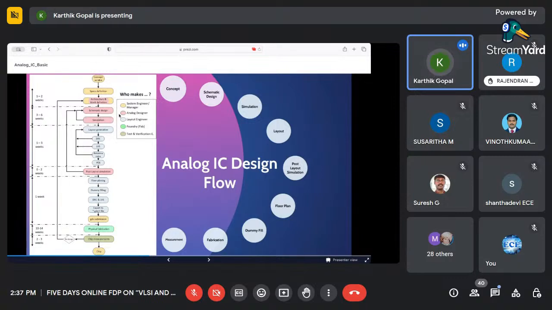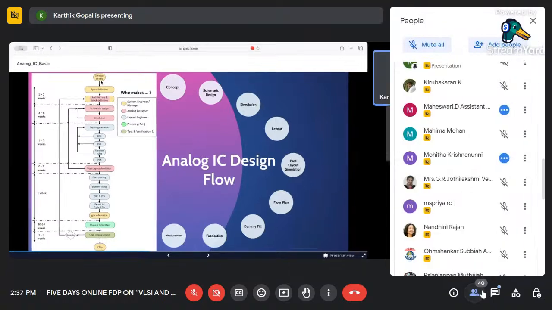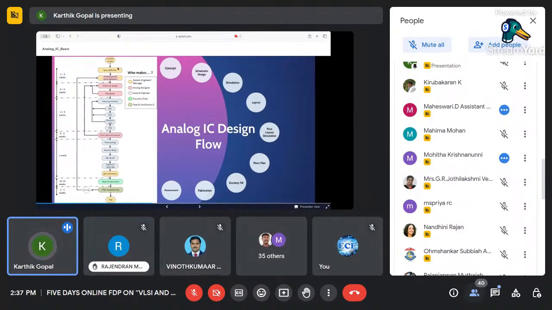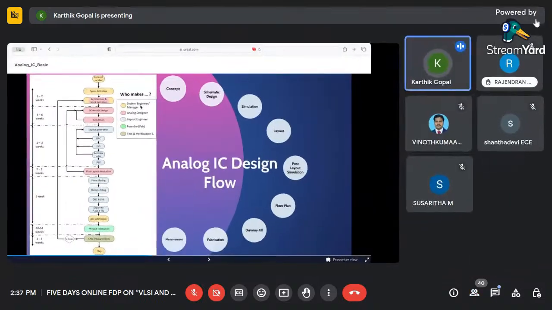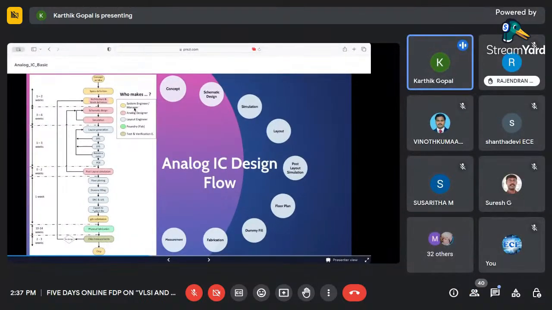What I have written here is about the analog design. The format for digital design is a bit different, but I'm going to talk about analog IC design, how it starts and how it ends. Let's say we initially get some concept or an idea. So who makes the idea? That is called a system engineer or a manager of the team. Both collaborate and come up with an idea.